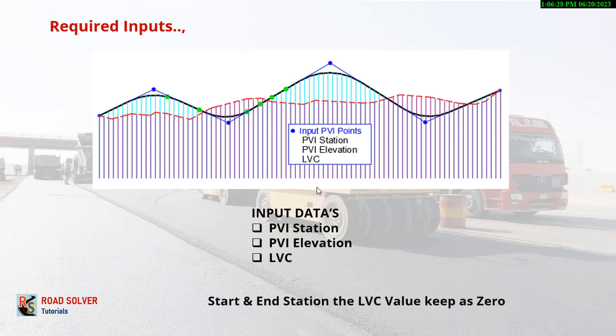At the start and end station, the LVC should be kept as 0 because there is no length of vertical curve, so you can keep it as 0. In between that area, you can keep a length of vertical curve. Sometimes if the vertical curve length LVC is 0, you can keep it as 0 at intermediate stations also, based on your user profile.